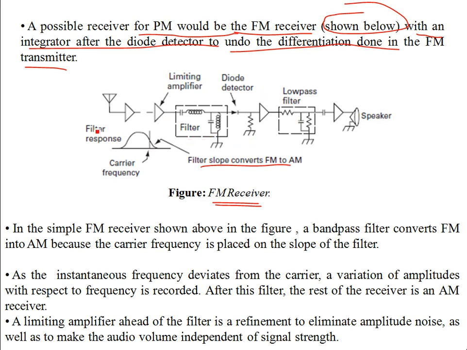Let's try to understand this schematic. Once you have the FM signal, let's say this is your carrier frequency FC, and it has excursions on both the positive and negative sides. So you have sidebands like this, or whatever.